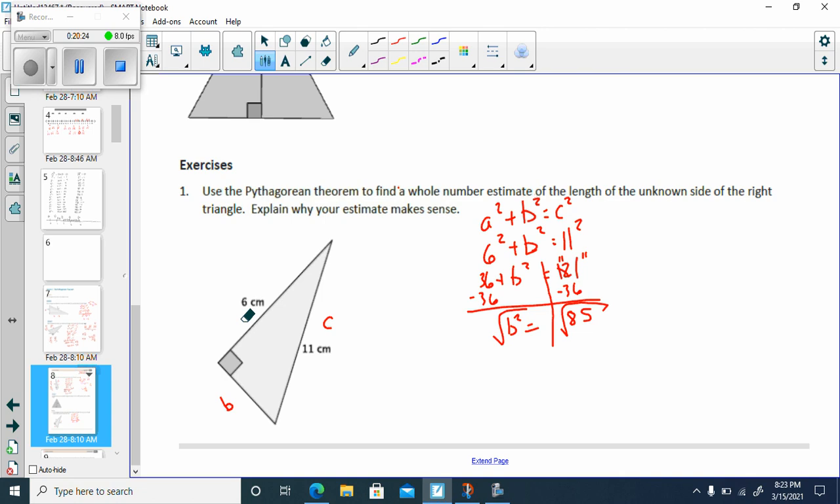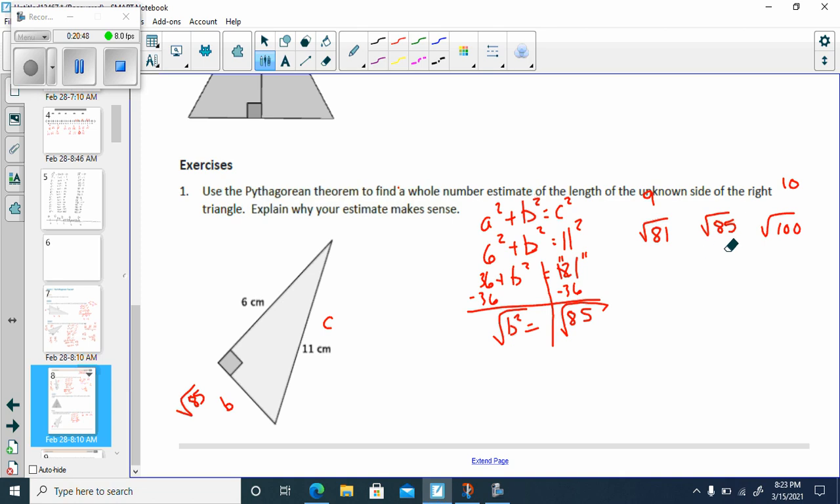We take the square root of this. This side should be about the square root of 85. Let's see what two integers that would be between. We need to find the perfect squares that would be on either side of this. Well, we know that 81 could go here, because that's 9, and 100 could go here, that's 10.